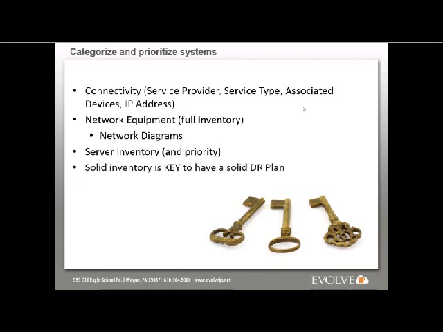The network equipment, for example, network diagrams, server inventories. We're going to show you all this in the next 24 minutes. The key here, again, is that being organized really means being prepared. You've got to have a good inventory of these systems.